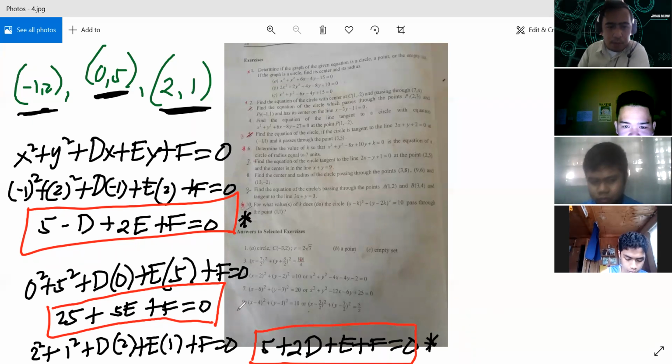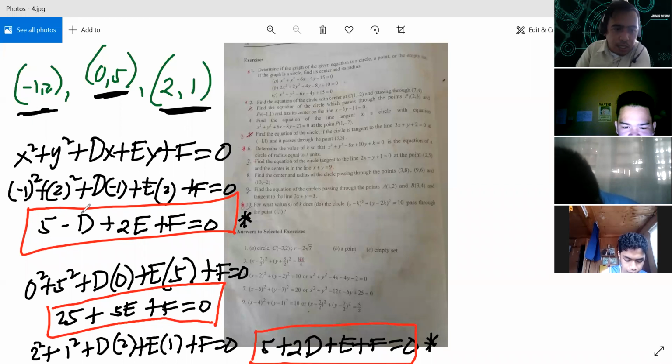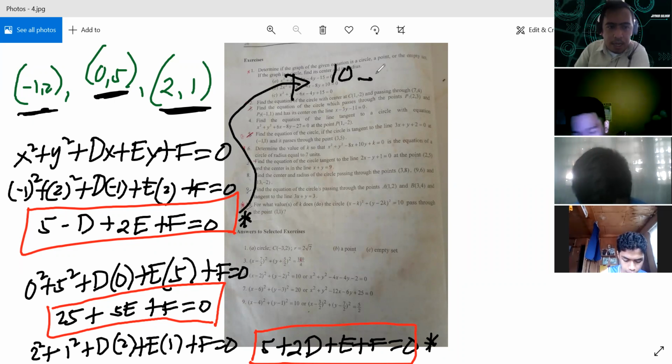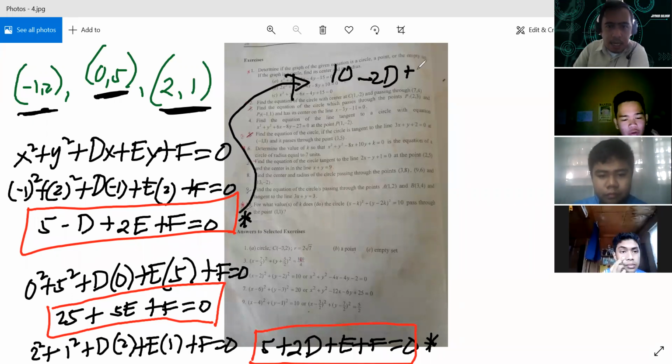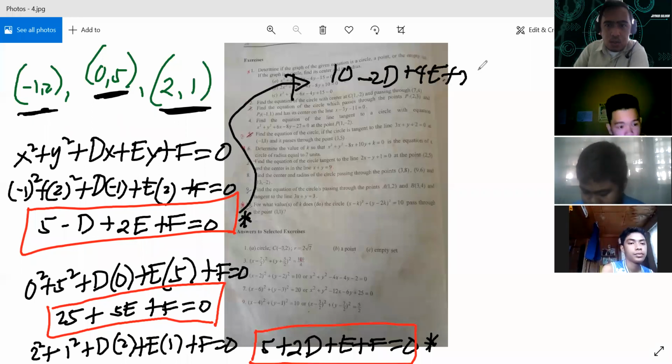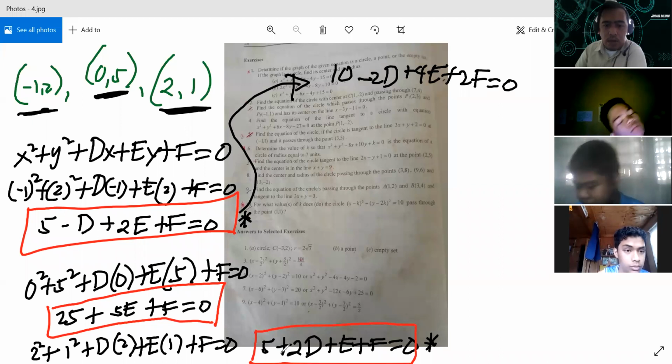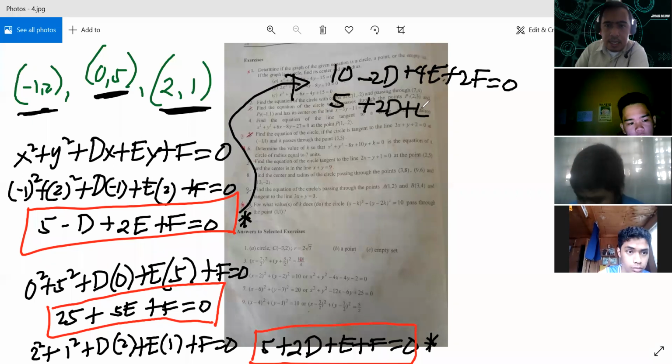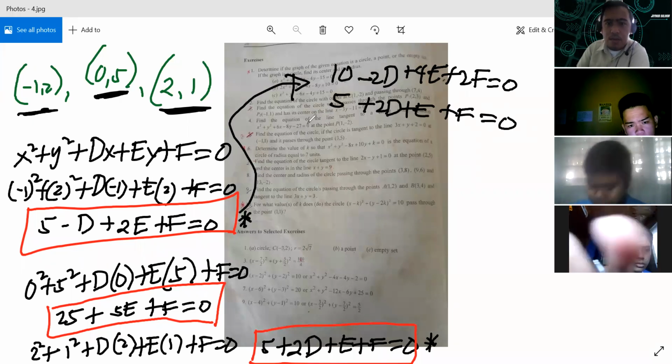Say, for example, you want to eliminate d. If you want to eliminate d, you should make their numerical coefficient the same. The only thing to do that is to multiply both sides of this equation so that it will have a numerical coefficient of 2 also here. So if you multiply 2 there, it will be now 10 minus 2d plus 4e plus 2f equal to 0. Here, you just copy it above.